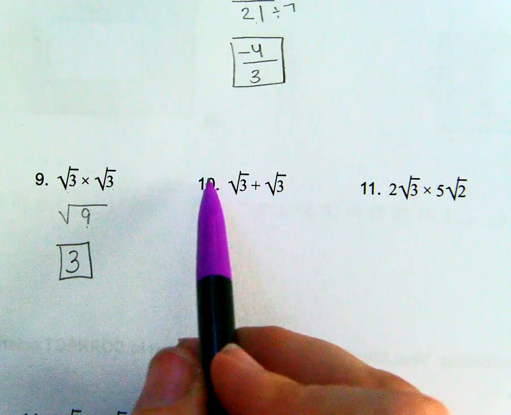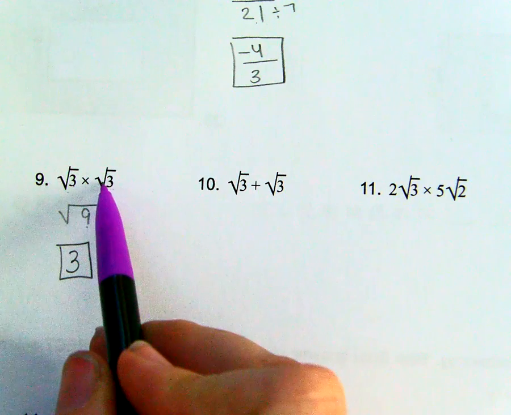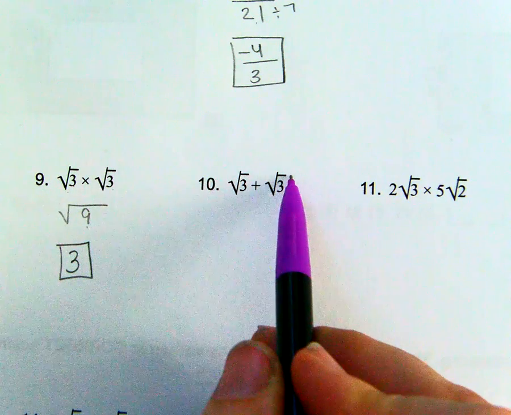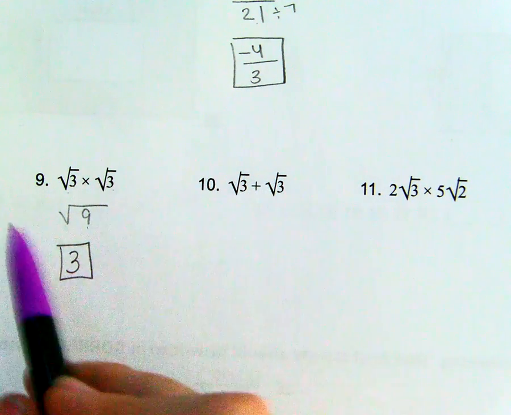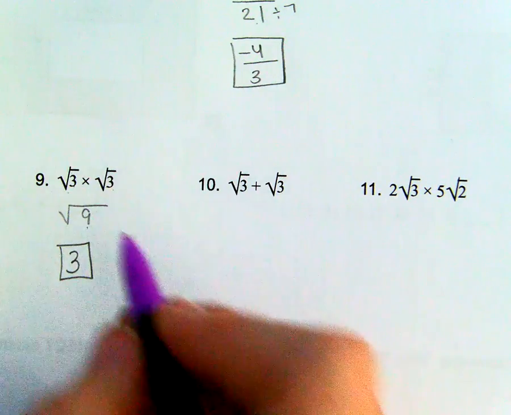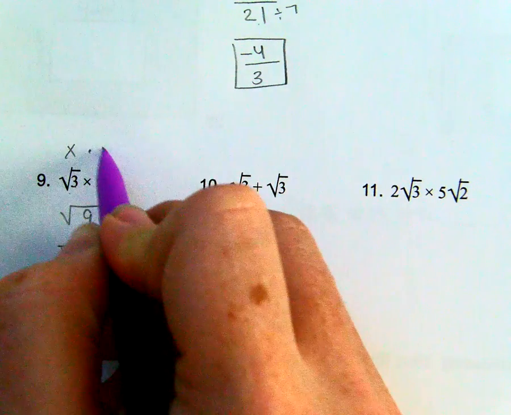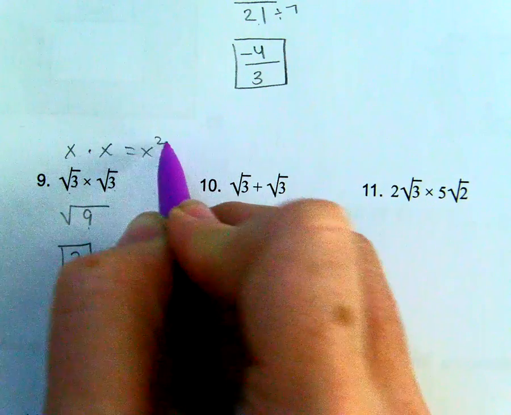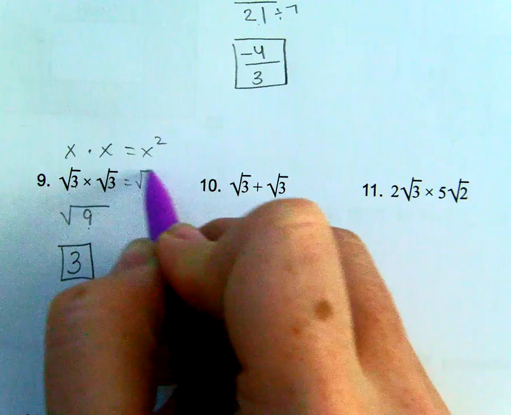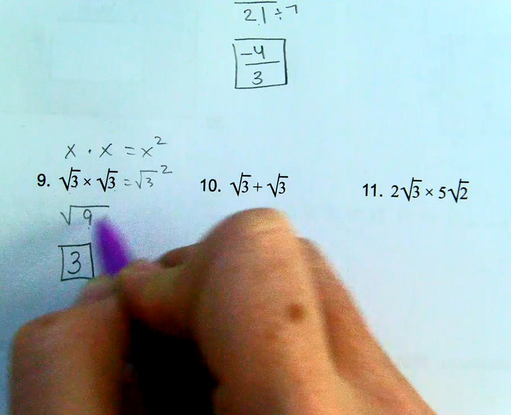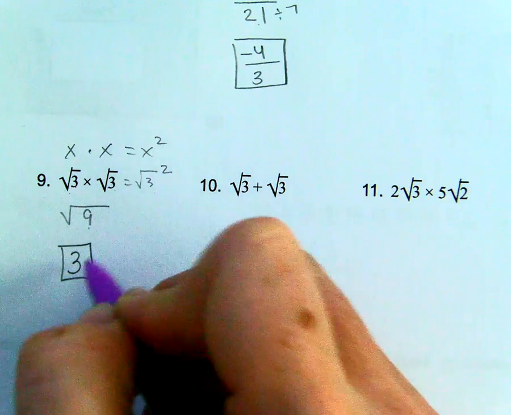The only difference between these two is square root of 3 times square root of 3 and square root of 3 plus square root of 3. Okay, so you need to think about the fact that if I multiply x times x, I get x squared, right? So technically I could have written this as the square root of 3 squared, which would have given me the square root of 9, which is 3.